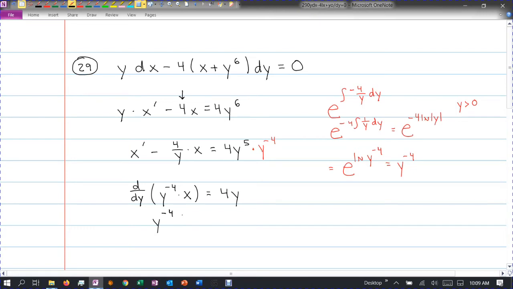y to the -4 times x, integrate this with respect to y, we should just get 2y squared plus a constant. And now we solve for x. We're really multiplying both sides by y to the 4th, so x equals 2y to the 6th plus c times y to the 4th. All right, check this here. And this, of course, is whenever y is greater than 0.